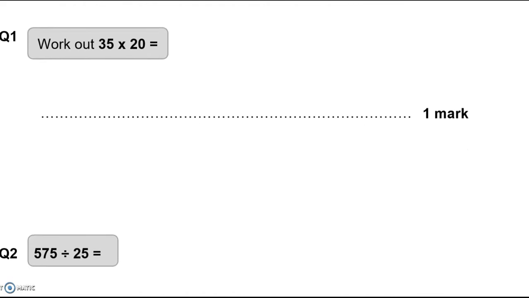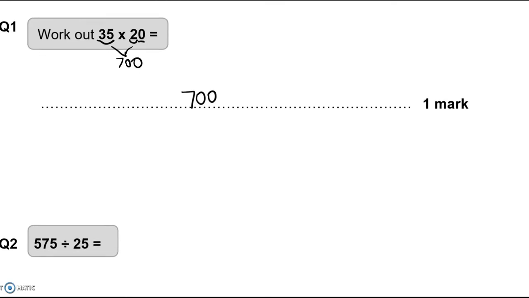Question one, work out 35 times 20. There are different methods you could use. What I'm going to do now is multiply 35 by 2, which gives us 70, and then add the 0 at the end, and that gives us 700.